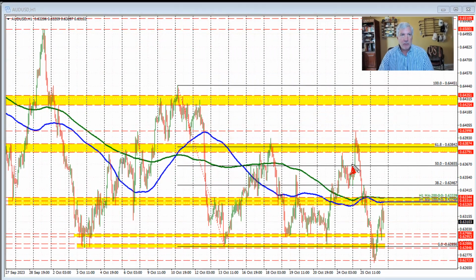This is a Forex quick look. I'm going to take a look at two currency pairs, the Aussie versus US dollar and New Zealand versus US dollar. So sit tight. Yesterday, we saw the Aussie versus US dollar move sharply higher in the Asian session.